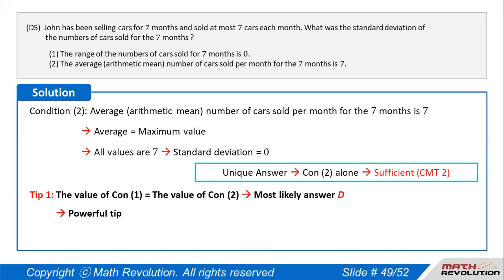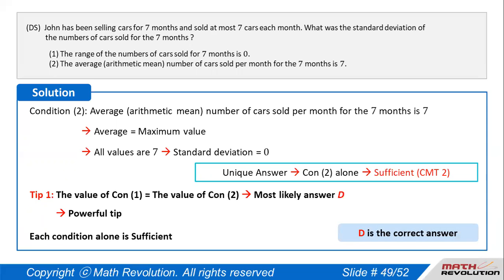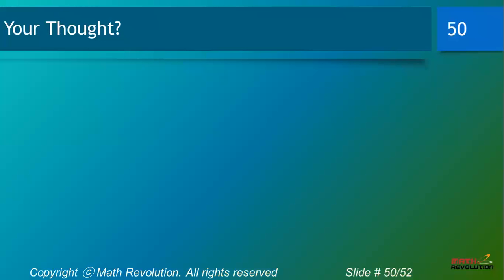Tip 1, it's the same. The value of condition 1 happens to be equal to the value of condition 2. Your most likely answer would be D. I'm telling you, 95% plus times this tip is applied, and it's wonderfully working. So if you could get a hold of this, you can mark your answer as D.